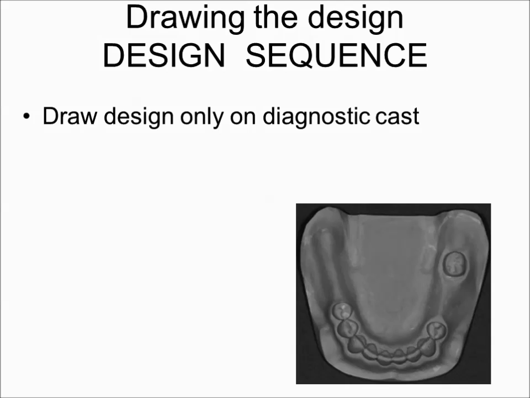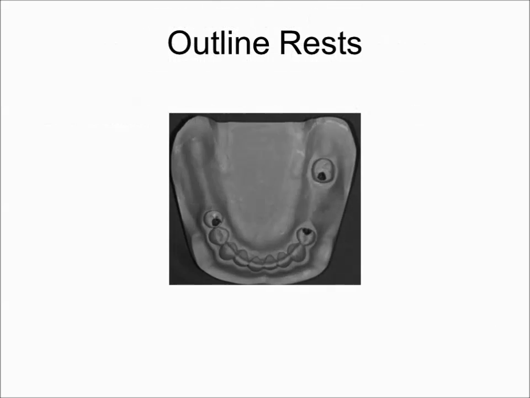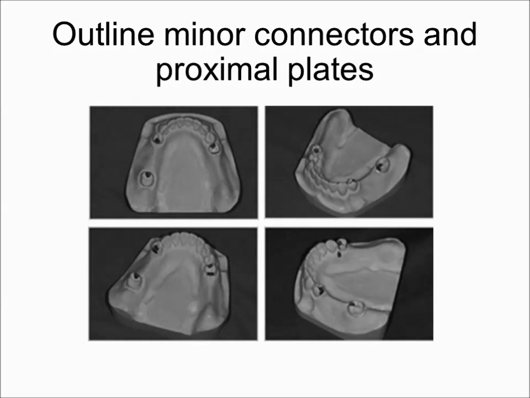It is helpful to visualize the RPD by drawing the design on the diagnostic cast. The following is a suggested order for drawing the components. First, determine which teeth will be used to support the RPD. Draw the appropriate rest seat locations. Next, outline minor connectors and proximal plates.